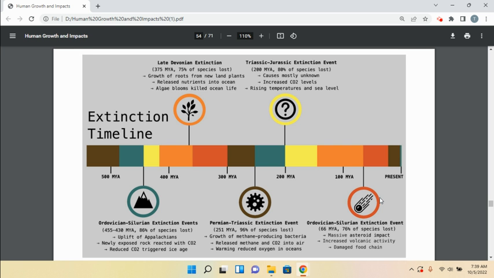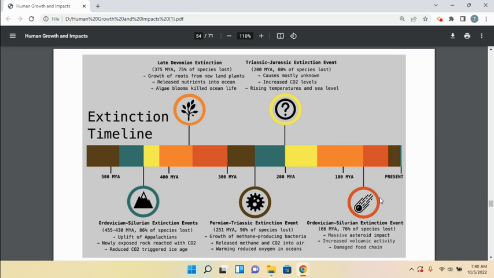You can see in here what actually caused it. There's some algae blooms right there. This is what we see when we see eutrophication. In the late Devonian period, growth of roots from new plants released nutrients into the ocean. We had an algae bloom that happened, eutrophication, that killed 75% of the species. So again, disruptions to the ecosystem have been what caused those.